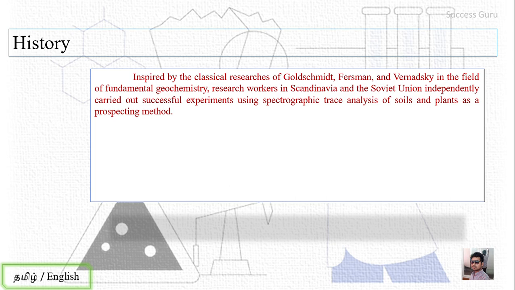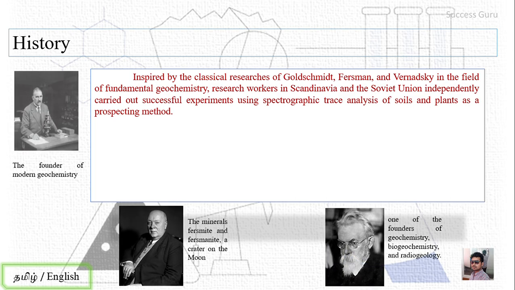Inspired by the classical research of Goldschmidt, Fersman, and Vernadsky in the field of fundamental geochemistry, research works in Scandinavia and the Soviet Union independently carried out successful experiments using the spectrographic trace analysis of soil and plants as a prospecting method.